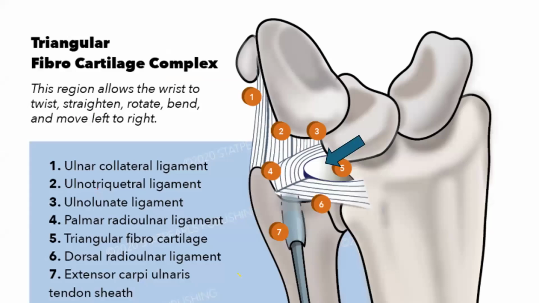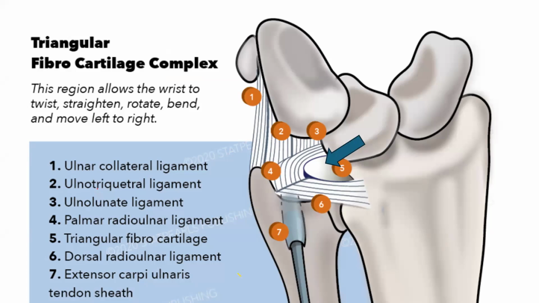Keep these in mind. This region allows the wrist to twist, straighten, rotate, bend, and move left to right. It is composed of the ulnar collateral ligament, which is one. Look at the diagram. The ulnar triquetral ligament, two. The ulnar lunate ligament. You can see it at the point of the arrow.